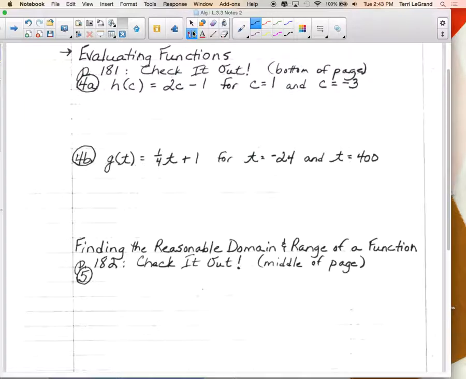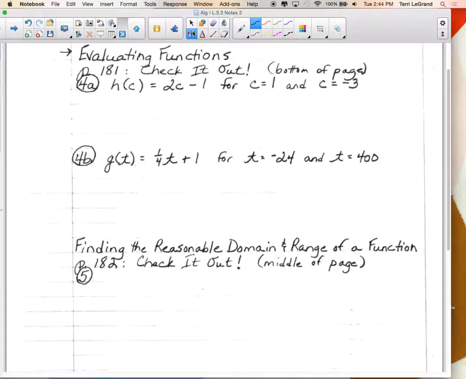We are going to be evaluating functions. So example 4 will also give you some more help for learning how to do this. We will practice the check it out problems together. So let's look at 4a. I've already written it down for us. H of c equals 2c minus 1. We are to evaluate that for the given input value c equals 1 and for c equals -3.